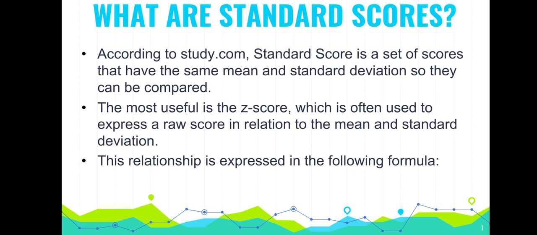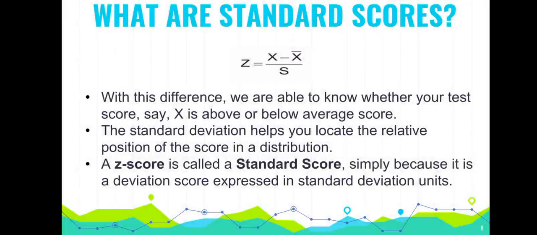So the most useful is the z-score, which is often used to express a raw score in relation to the mean and the standard deviation. So meron tayong example ng formula. So this relationship is expressed in the following formula. So ito po ang kanyang sample. So recall that the raw score minus the mean is the deviation score. So, the z-score is equal to x, which is your score or the raw score of students, minus the mean, divided by the standard deviation.